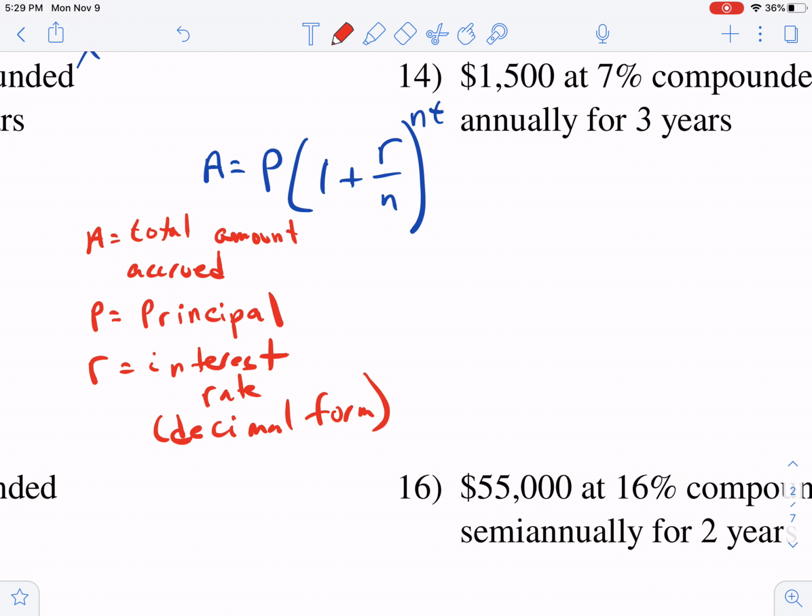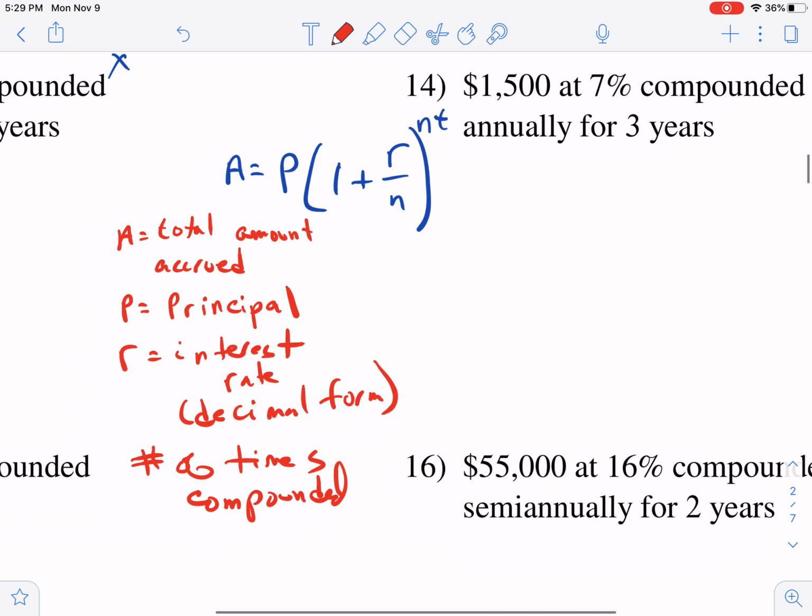And then N is the number of times it's compounded. If it's done once a year, N would be 1. If it's done semi-annually, that would be 2. If it's done monthly, that would be 12. If it's done weekly, it would be 52. If it's done daily, it would be 365. And then T is the number of years.